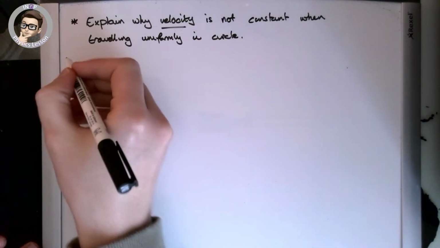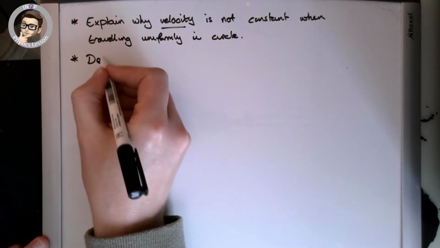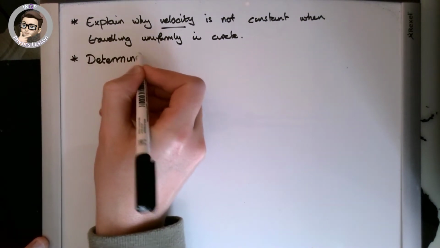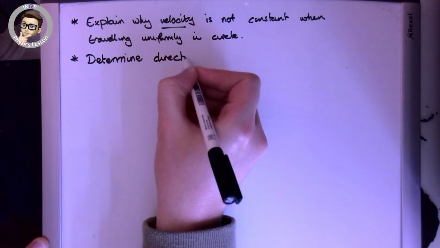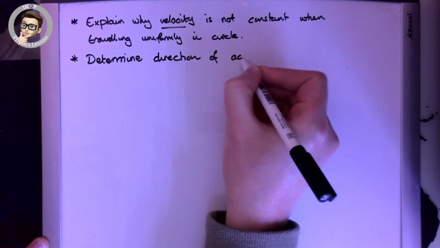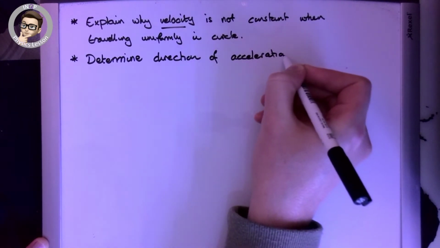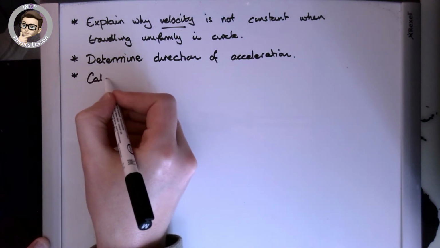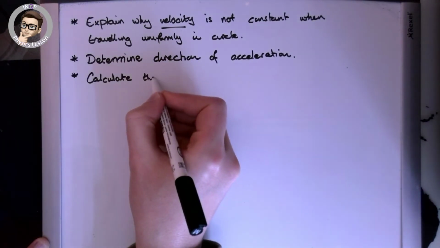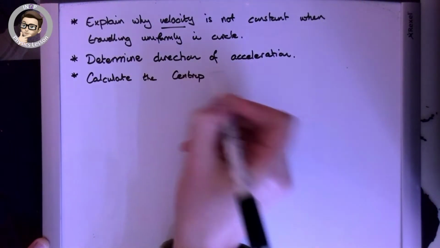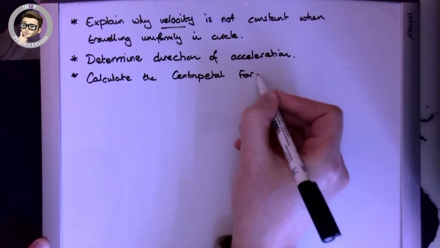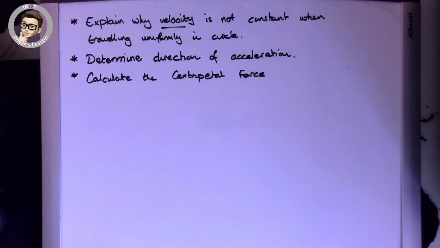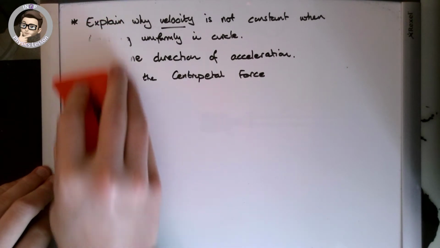We're going to determine the direction of any acceleration, because we know if we don't have a constant velocity, we are going to have an acceleration. So the direction of acceleration. And we'll then link that to some ideas about it. And finally, we're going to calculate the centripetal force acting on our object that is rotating. Okay, so we'll get rid of those, but let's start with our idea of what's going on.